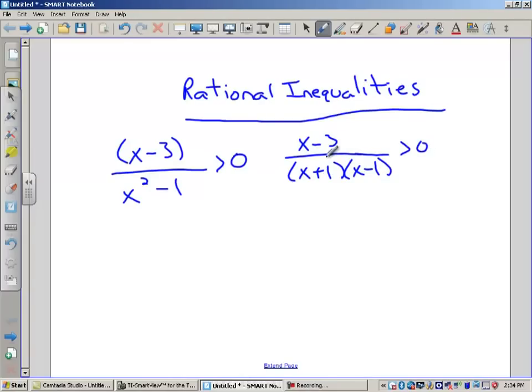So we're going to take every single factor we have on the top and bottom, and we're going to get these little test points. If we set all of these equal to 0, we're going to get these important points: x equals 3, x equals 1, and x equals negative 1.